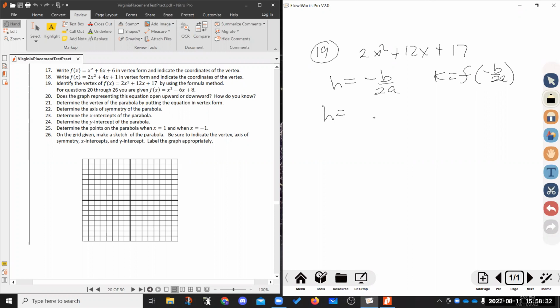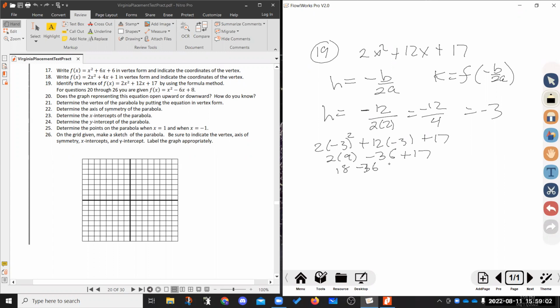So my h, which is my x coordinate, is going to be negative 12 over 2 times 2. It's going to be negative 12 over 4, which is negative 3. Now I could go and stick negative 3 in there and it wouldn't be so bad to do that. Let's go ahead and do that since that's the most obvious thing to do. It's going to be 2 times 9 minus 36 plus 17, which is 18 minus 36 plus 17. I mean, negative 18 plus 17 is negative 1.